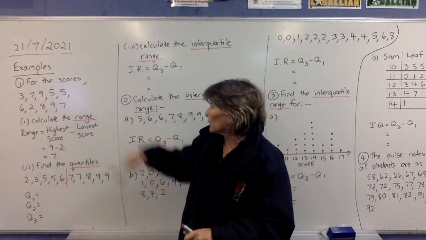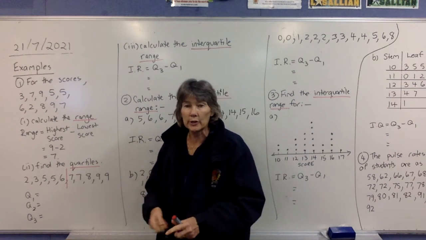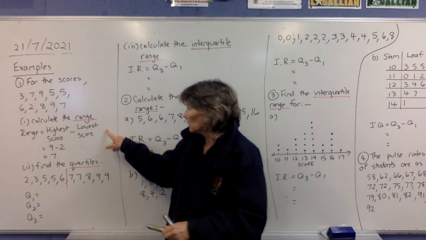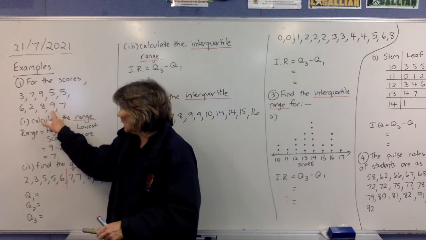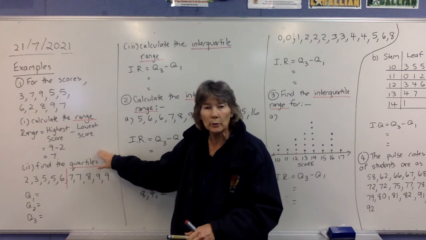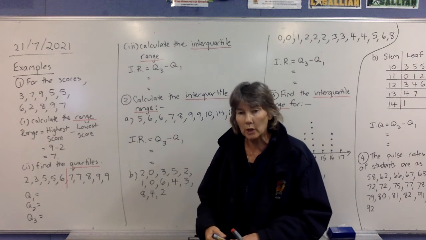So for the first one, I've given you some scores. The first question asks for the range, so that's just what you already know, highest score minus the lowest score. The highest score here was 9 and the lowest score was 2, so it's 9 take away 2, 7 is your range. Now down here they want to know what the quartiles are.